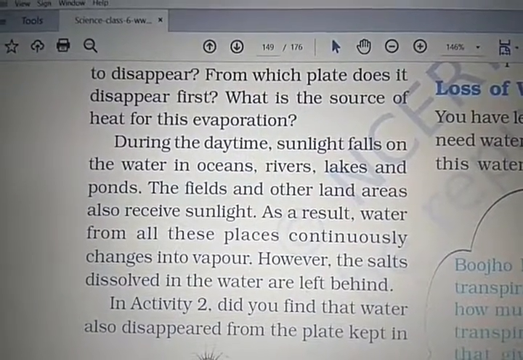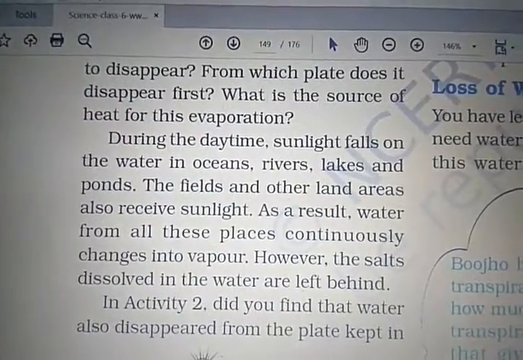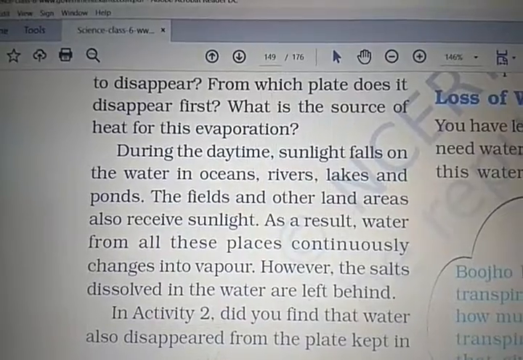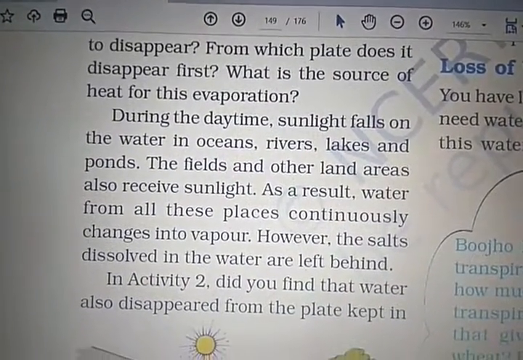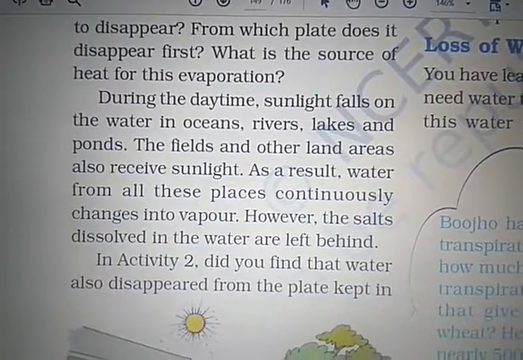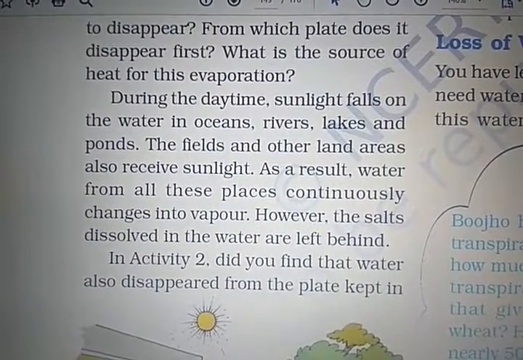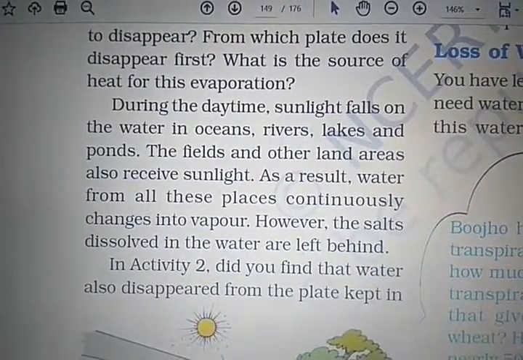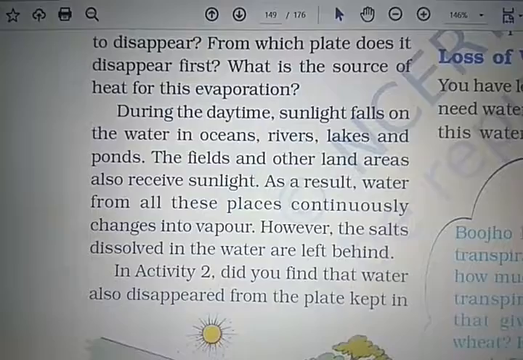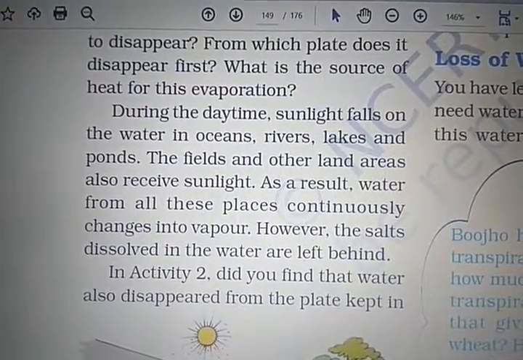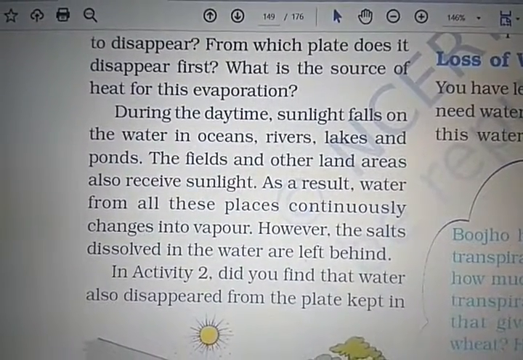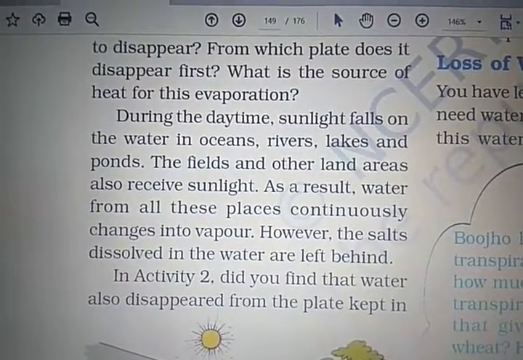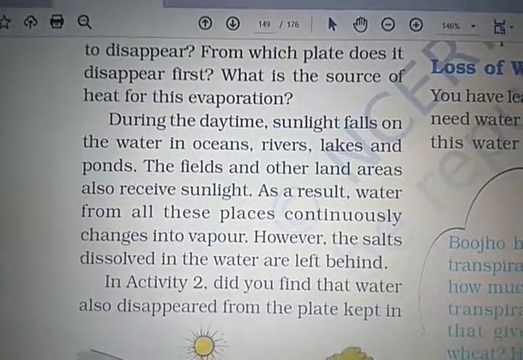Naturally, the plate which is under the sun evaporates first, while the dish which is under the shadow does not evaporate as much. So what is the source of heat for this evaporation? During the daytime the sunlight falls on the water in oceans, rivers, lakes and ponds. The fields and the other land areas also receive the sunlight. As a result, the water from all these places continuously changes into vapor. However, the salt dissolved in the water is left behind. Salt does not go off, right?